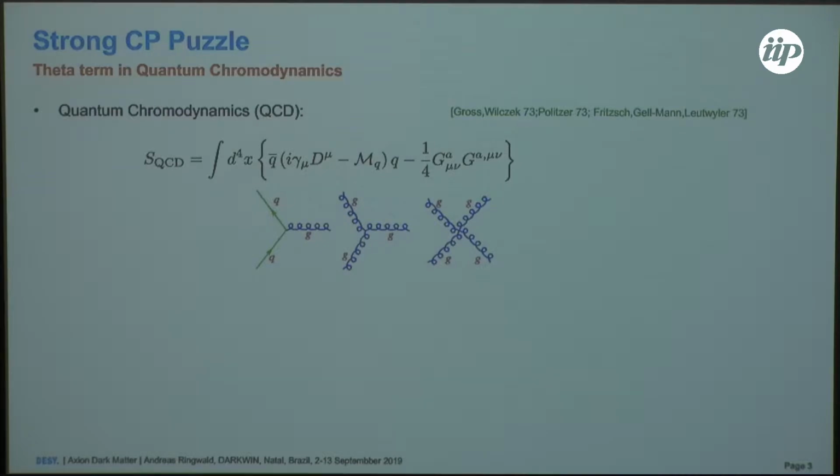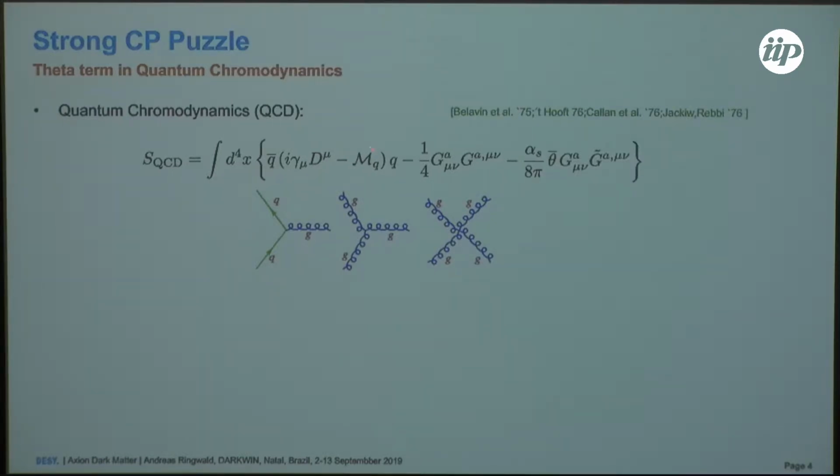These gentlemen developed quantum chromodynamics in the early 70s, and Gross, Wilczek and Politzer got the Nobel Prize for having first calculated the running of the QCD coupling, which corresponds to an asymptotically free theory from these self interactions of the gluons. However, immediately after this development, already.